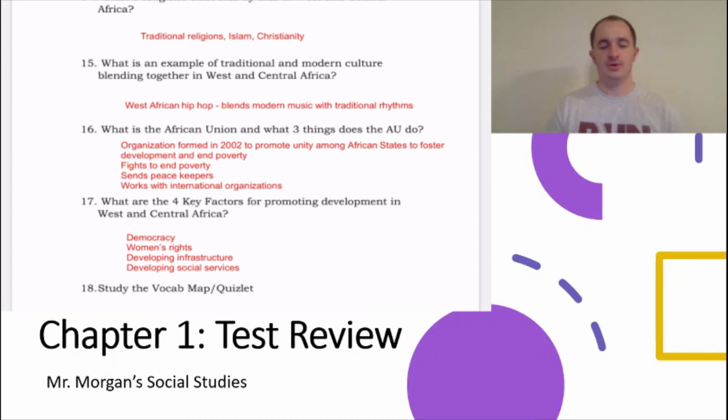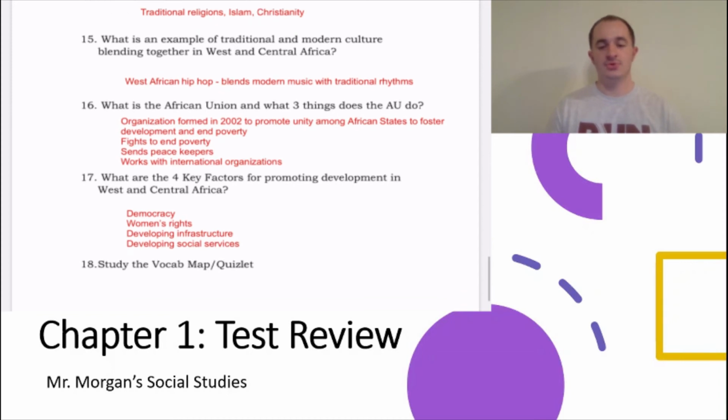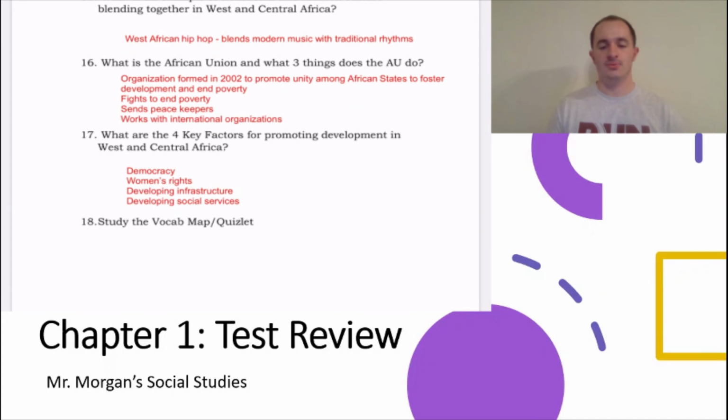So number 15, almost done. What is an example of traditional and modern culture blending together in West and Central Africa? So we can see this in a couple of ways, but the main way would be through West African hip hop, which would blend modern music with traditional rhythms. So they would take a popular artist like Drake or whoever is your favorite hip hop artist right now, and it would be them rapping over more traditional drum beats from West Africa rather than the computer generated synthesized ones that you might see more in modern American music.